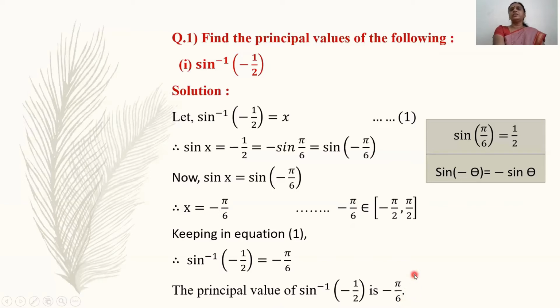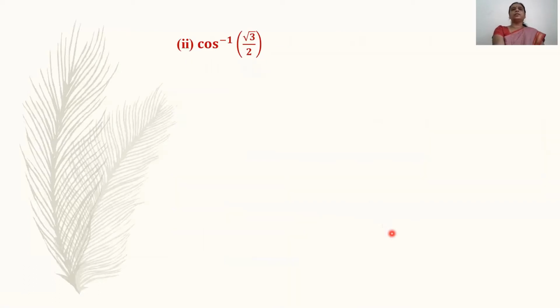In this way, it is very simple to find the principal value of inverse trigonometric function. We have to only check that value lies in the range of that function or not. Then we will see the next example.